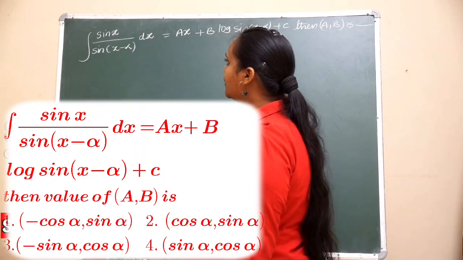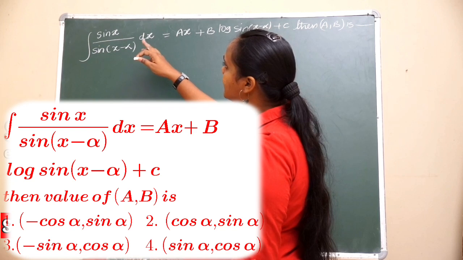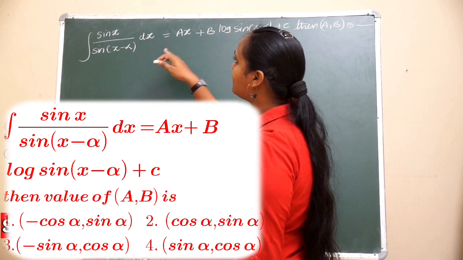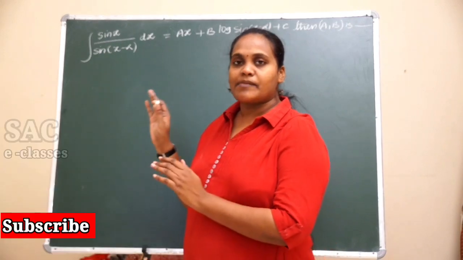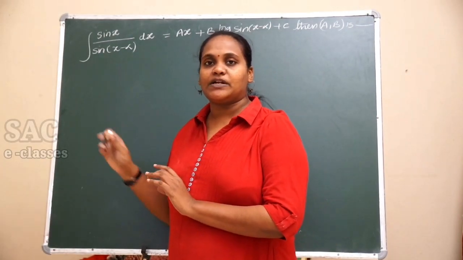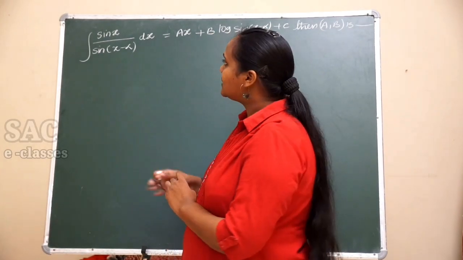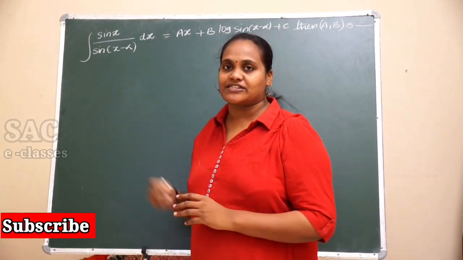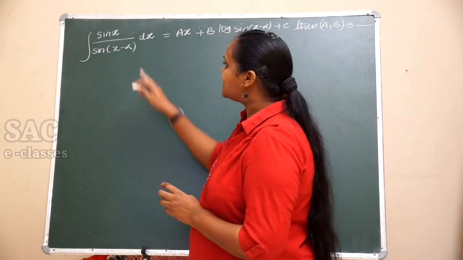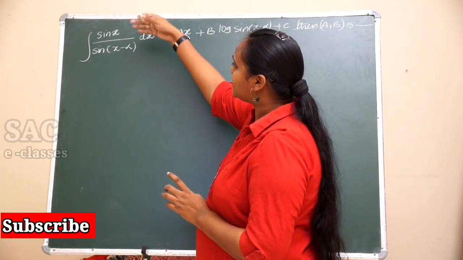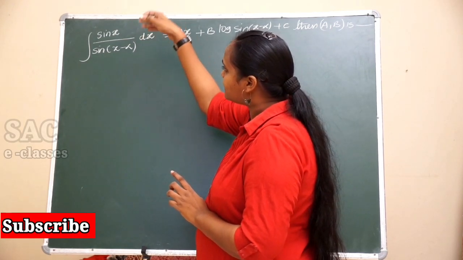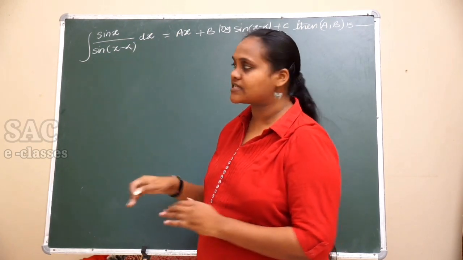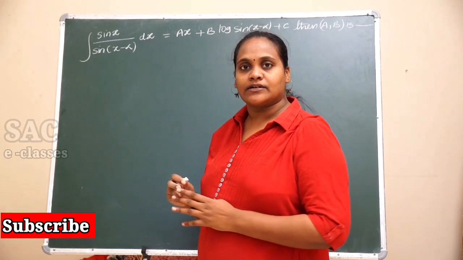Now we are in the fourth important model, integration of sin x by sin of x minus alpha dx. This problem was given in AIEEE 2002, but this kind of problem was mentioned in the recent EAMCET also in AP. By seeing this, one thing is clear: we can't split sin x by sin of x minus alpha. The one below is in a compound angle structure, the one above is a normal angle.